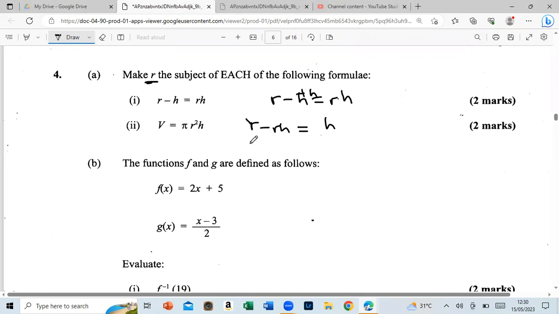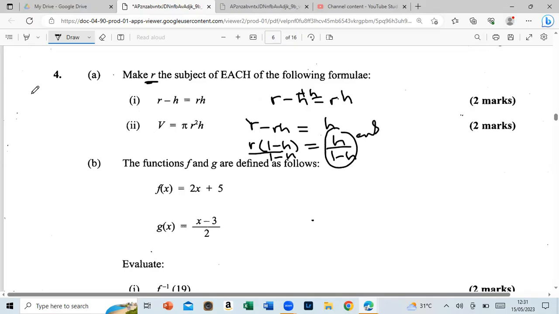So what I'm going to do is factor out the R. That's what we did. R into R times (1 minus H). Now for the final step, because this is multiplying, we just divide by 1 minus H. So that's 1 minus H, and we get the 2 marks for that. Alright, so that will be our answer.